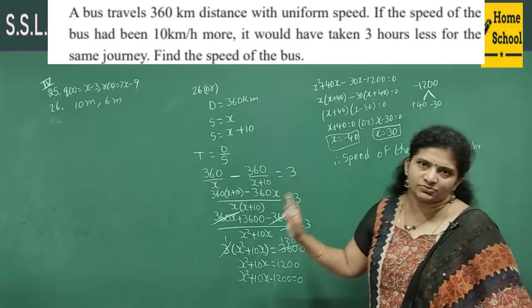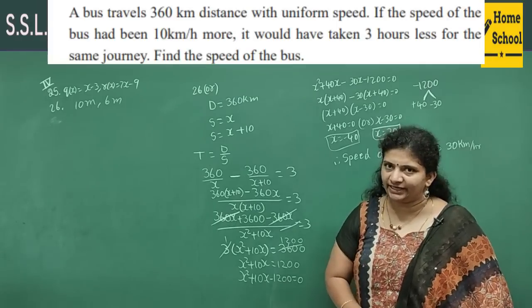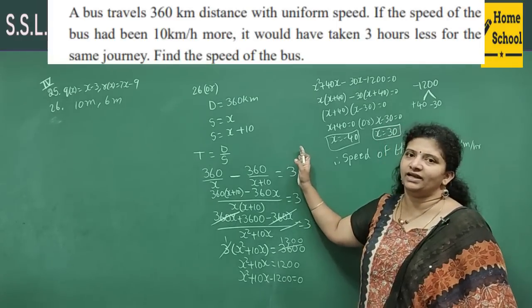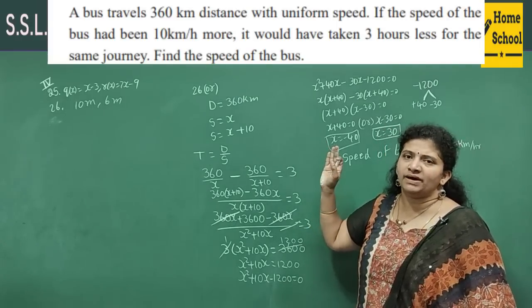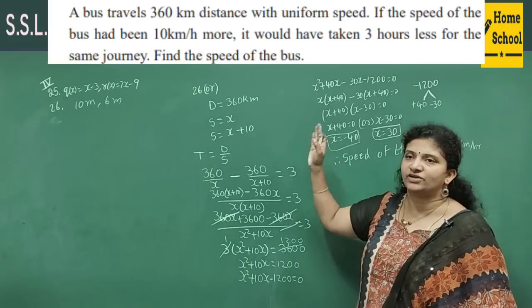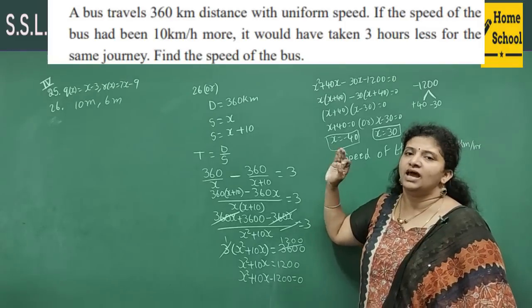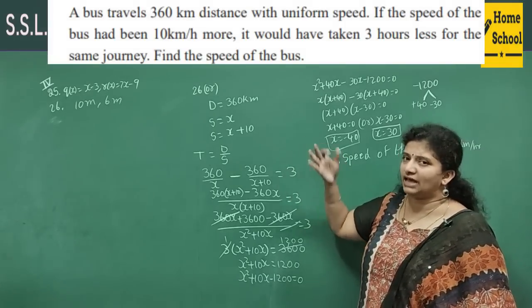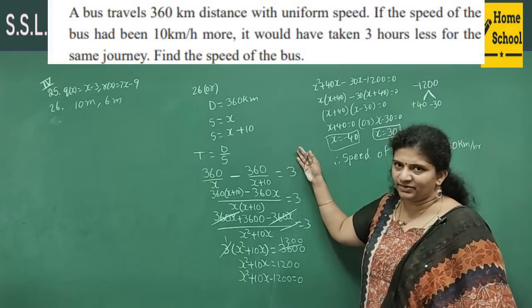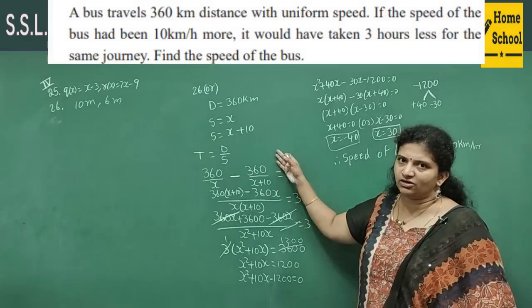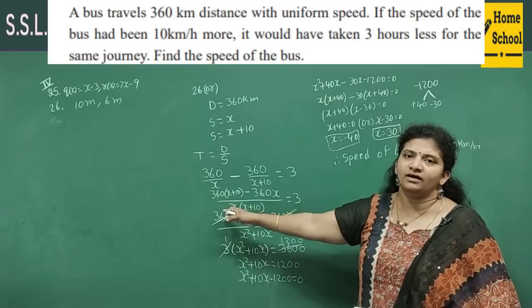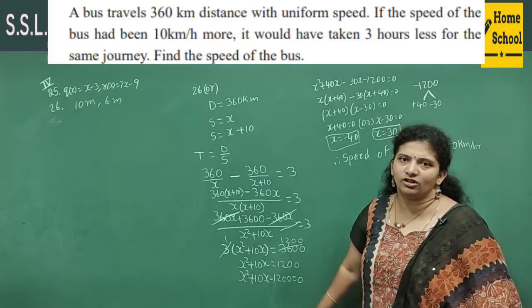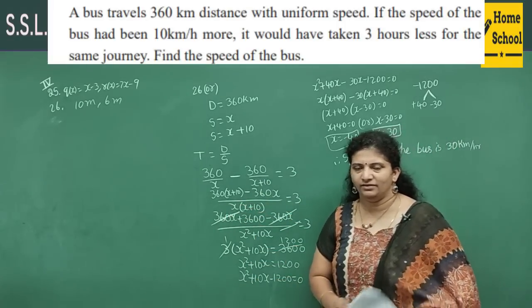While you are solving this problem, read the question 2 to 3 times. Start with the given data, with the statements. A bus travels a distance of 360 kilometers, and when the speed increases and the time decreases, those all statements you write. We know time is equal to distance by speed and the ratios, and then solve the equation, right?